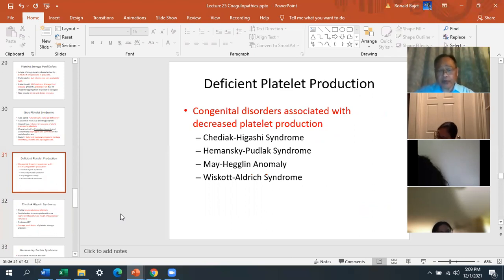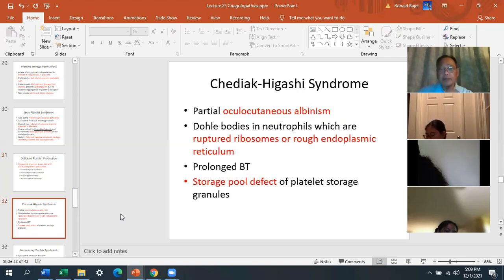Okay, so each of these four, I'm going to give you characteristics, but I'm going to focus on the characteristics I want you to know, okay? So the first one is Chediak-Higashi.